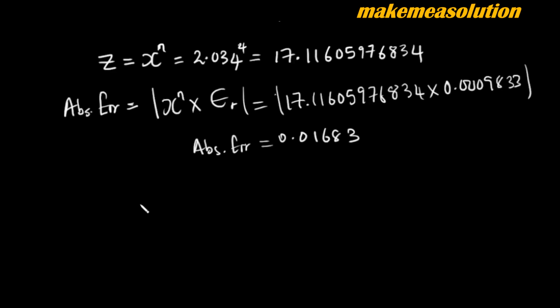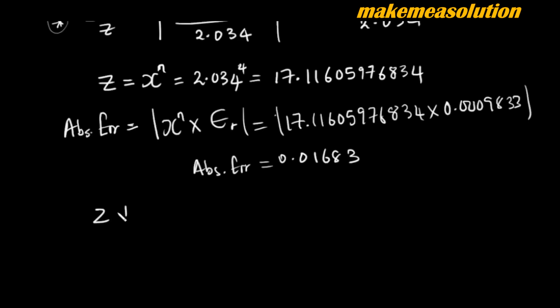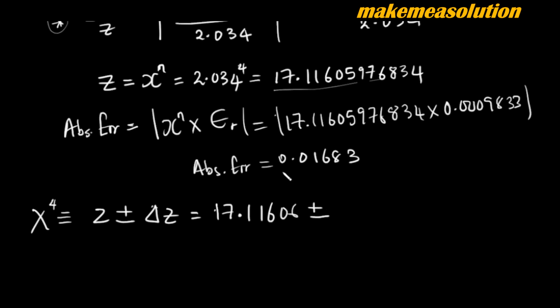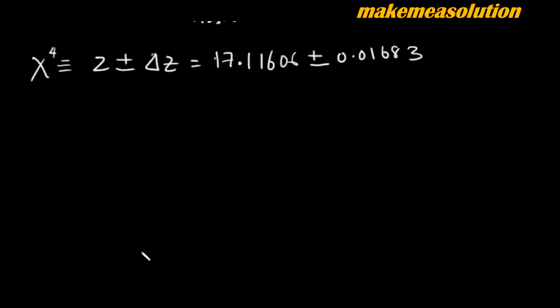So we can see that the measured value or the result z plus or minus delta z, which is gotten when we raise x to the power of 4, corresponds to the value of z, which is 17.11606, plus or minus the absolute error, which is 0.01683. Okay, so for the second one, let's solve it together.